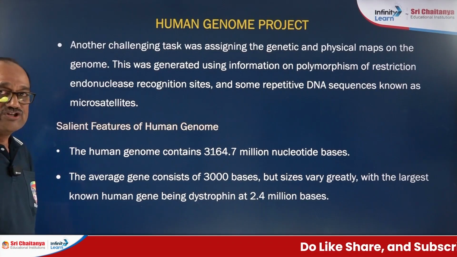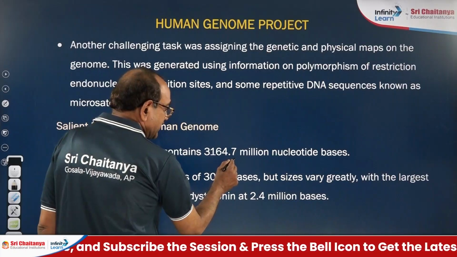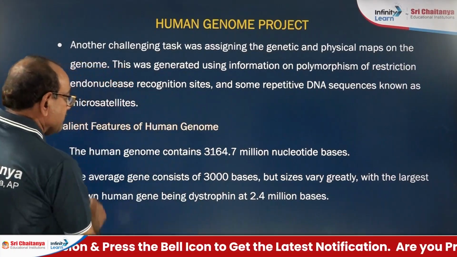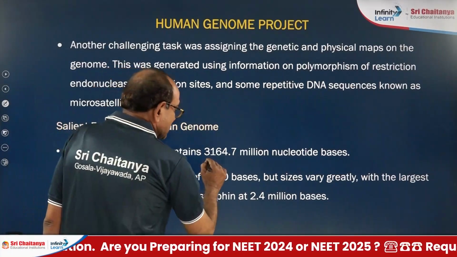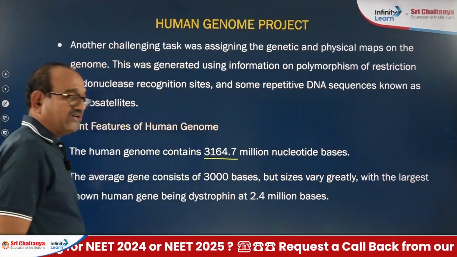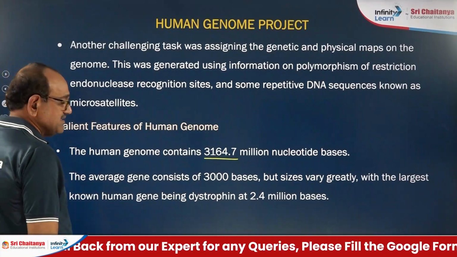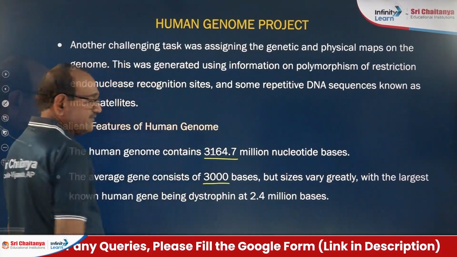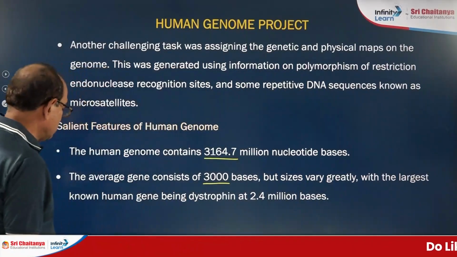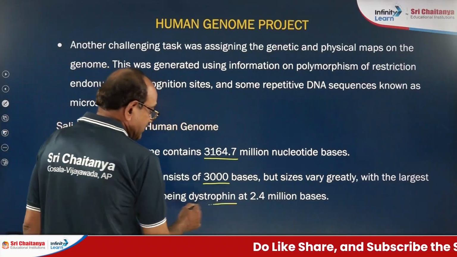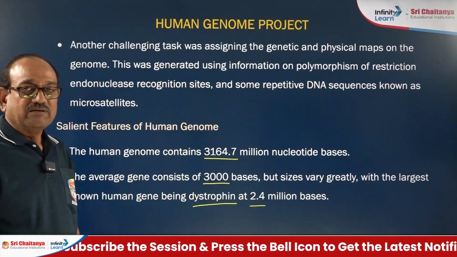Next, salient features of the human genome. The human genome contains 3164.7 million nucleotide bases. It's a very large number. The average gene consists of 3000 base pairs, but the size varies greatly from gene to gene. The largest gene is the dystrophin gene with 2.4 million bases. This is the largest gene, the dystrophin gene.